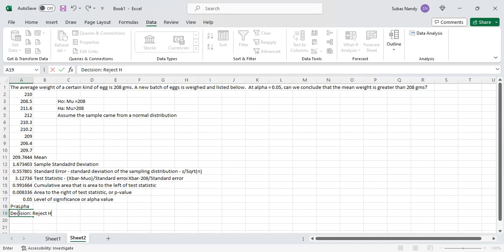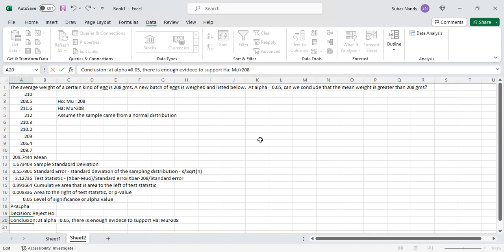So what is my conclusion? My conclusion is at alpha equal to 0.05, there is enough evidence. We rejected the null hypothesis, which supports the alternate hypothesis. There is enough evidence to support HA, which is mu greater than 208.